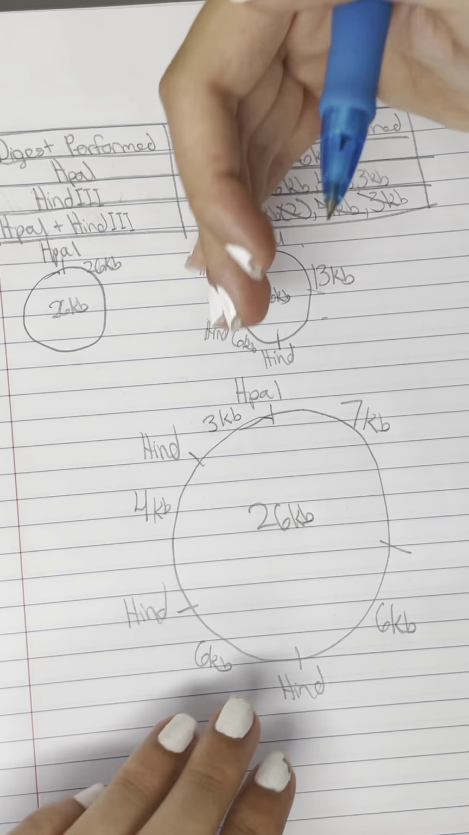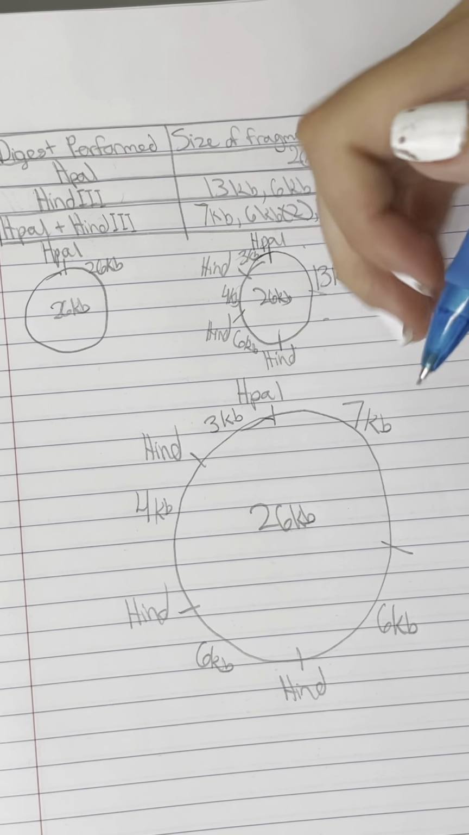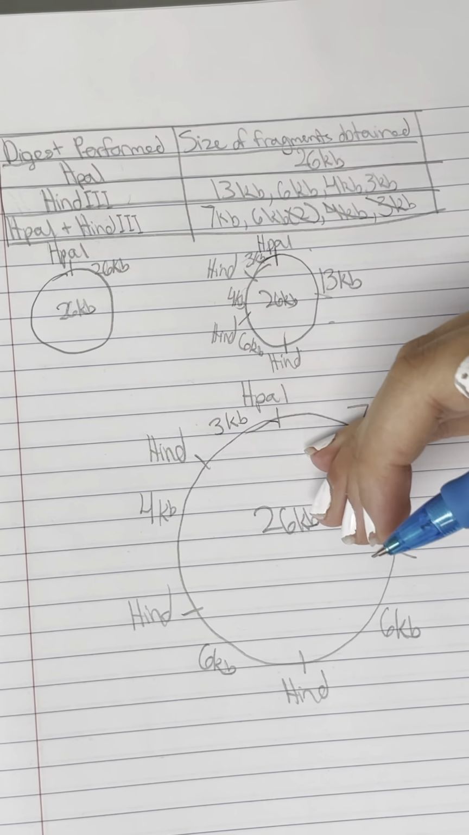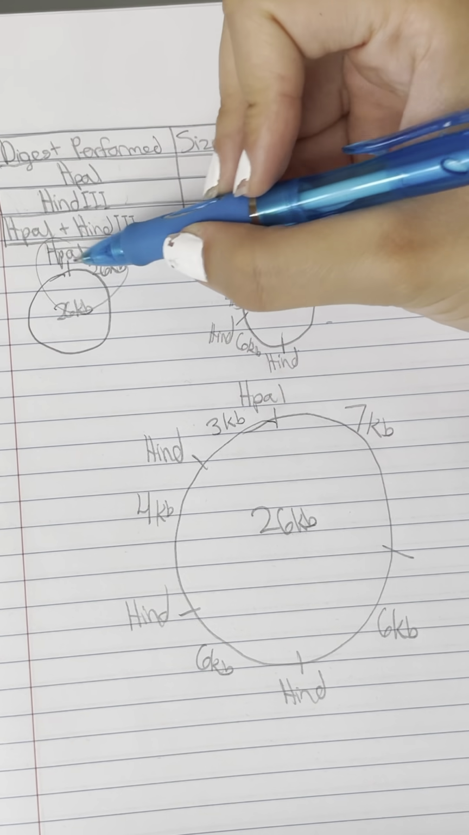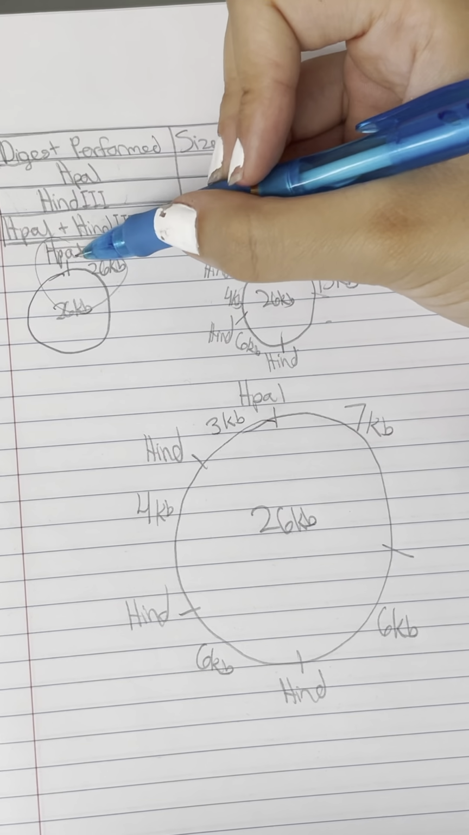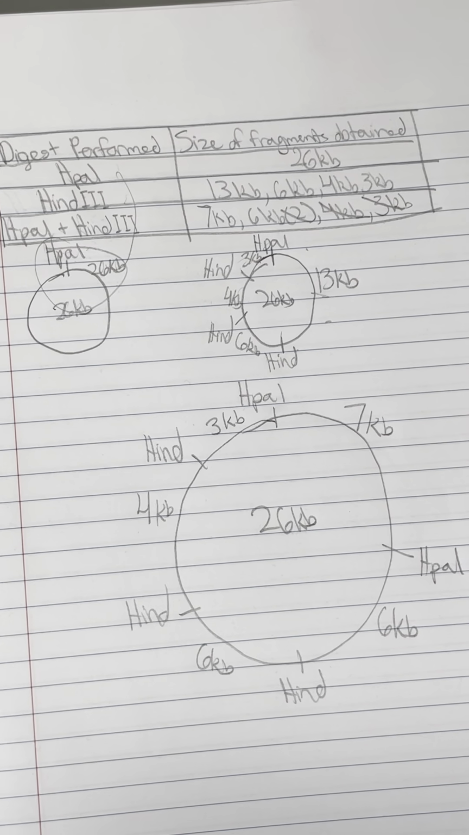Anyways, let's say we had our 26 right here. How am I going to cut this 13? So I rotated it and cut here. So since I'm using this to cut here, and this is HPAL, this is going to be labeled HPAL. So now you know how to map a plasmid.